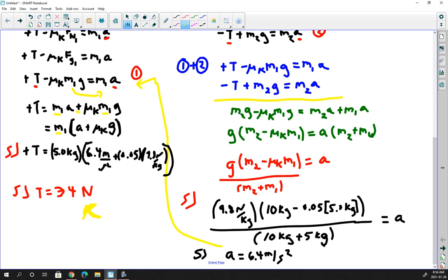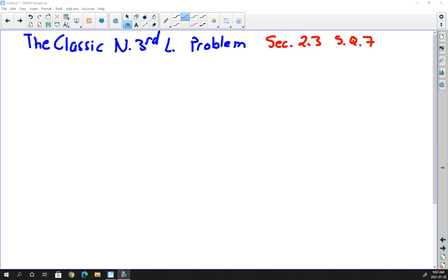Okay, so there's your next dynamics example. I think we'll do one more here. So this next one, kids, is what we call the classic Newton's third law problem. It's in section 2.3, question 7. I want you to read that. I think it's on page 96. Read it first. So pause the video, have a read, and then get back to me. Okay, we're all pausing the video.